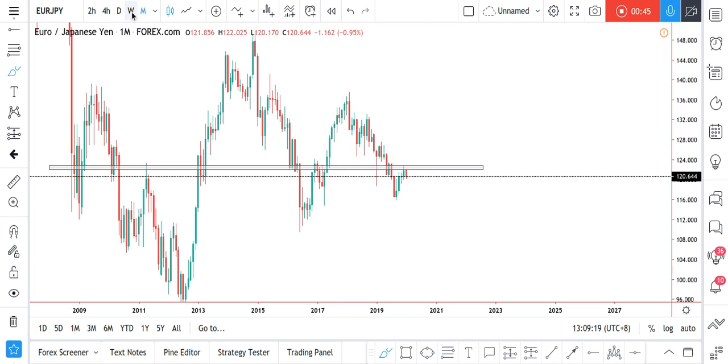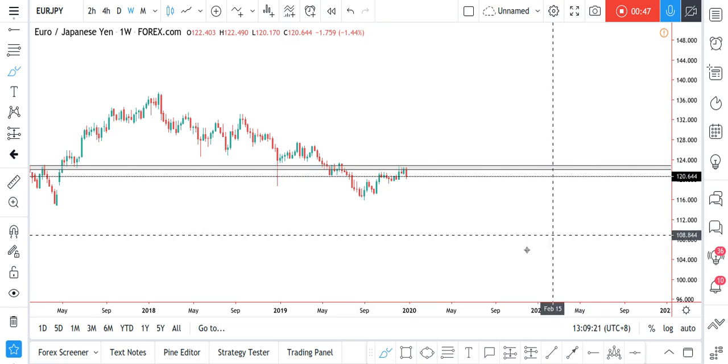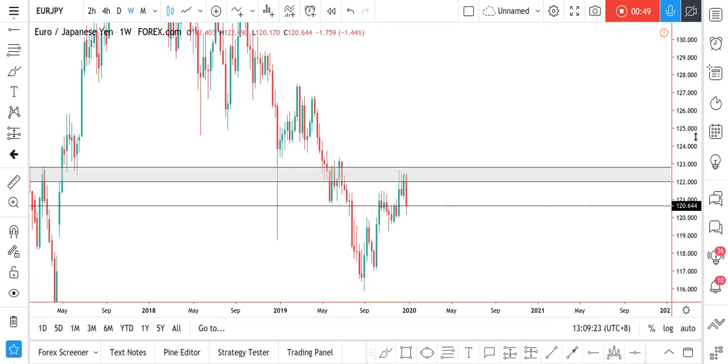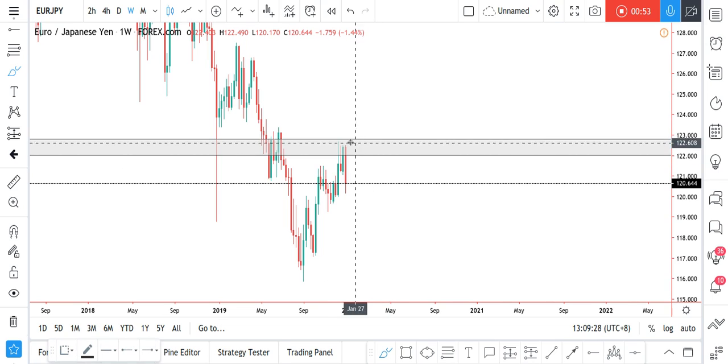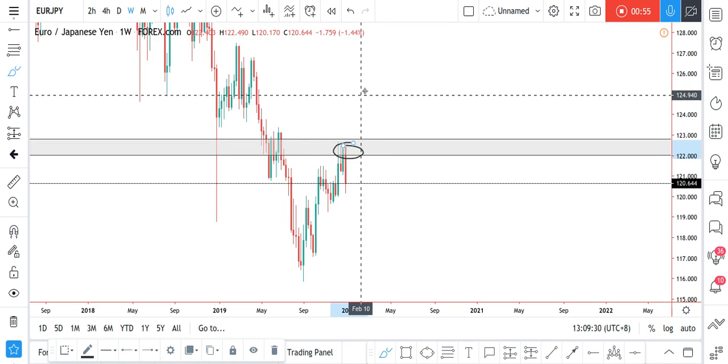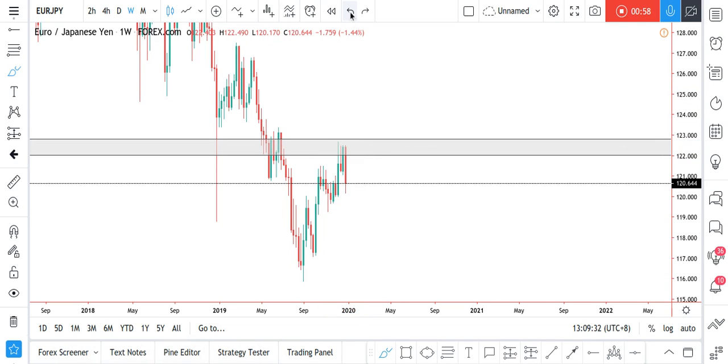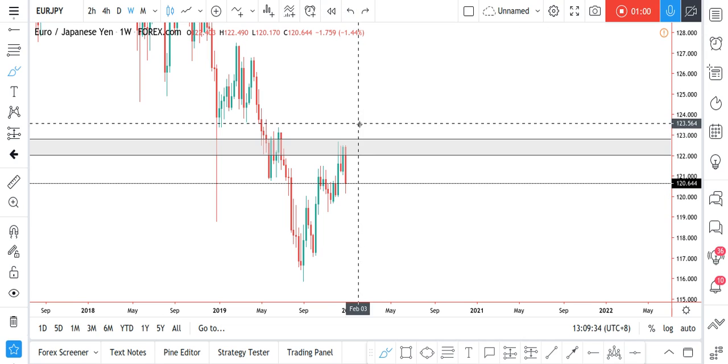Let's go down to the weekly time frame and have a look at what we have on the weekly. On the weekly, it's pretty clear that the market is now rejecting this area, and it did so with a very good aggressive move to the downside.